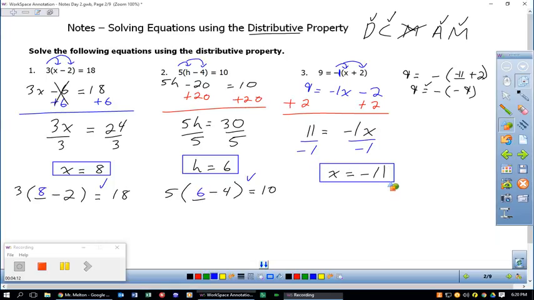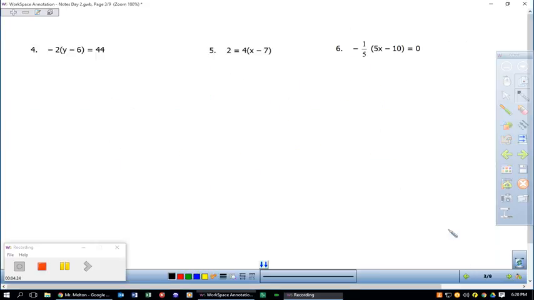Now, just like in the last unit, there is no reason to ever get anything wrong on these, because you can always get to the end and check it. That's one thing I like about equations. You can always plug your answer in and check it. All right, let's move on to number 4.